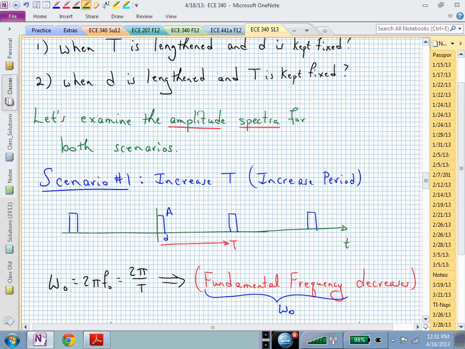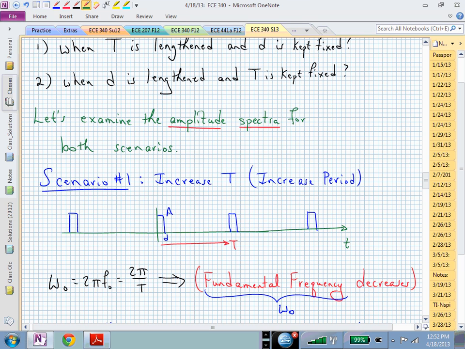Here's scenario 1. We want to increase the period. So we're trying to see what happens if we make capital T bigger. We started with it being 1 second. But here's our relationship between the period of our waveform and the fundamental frequency omega naught. If we increase capital T, we're dividing by capital T in our formula for omega naught. That means that omega naught represents the spacing between your lines in frequency space: omega naught, 2 omega naught, 3 omega naught.